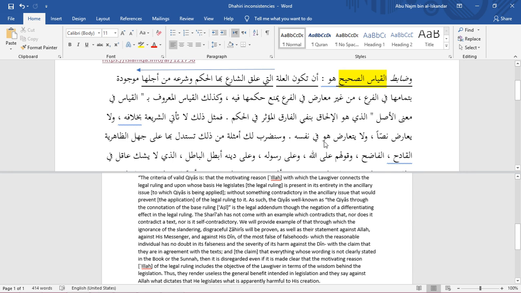And there's nothing in qiyas itself that's self-contradictory, that would suggest that it's inconsistent or contradictory. He says, we will provide examples for you of that. And the ignorance of the Zahiriyya, what he calls the slandering, disgraceful ignorance of the Dhahiris, will be proven.